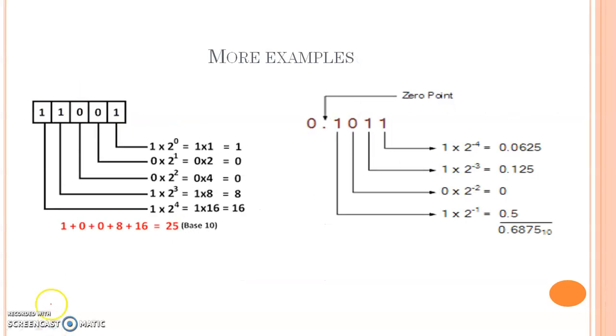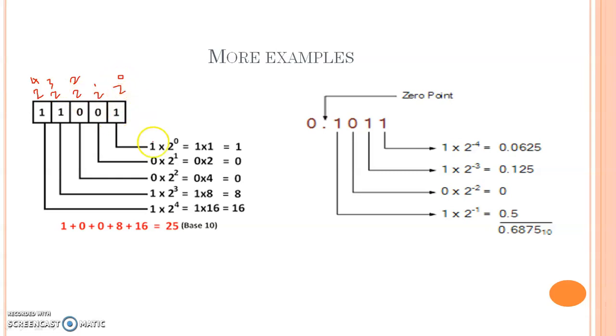Some more examples. How will you calculate the corresponding decimal value for this binary number 11001? So this has got the weight 2 raised to 0. This is 2 raised to 1. This is 2 raised to 2. This is 2 raised to 3. And the last bit portion, that is the most significant bit, has got the weight 2 raised to 4.